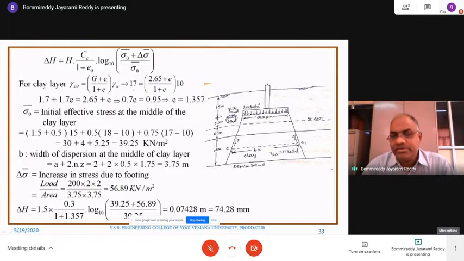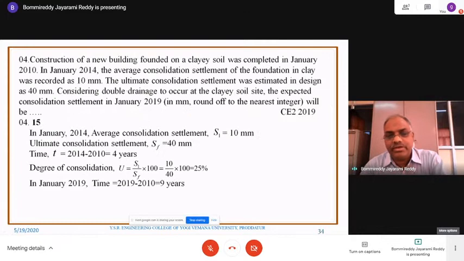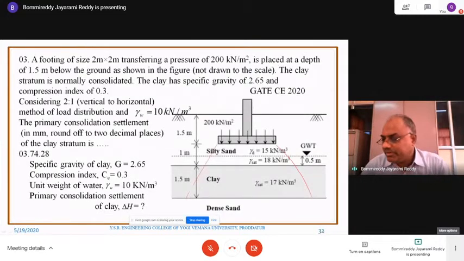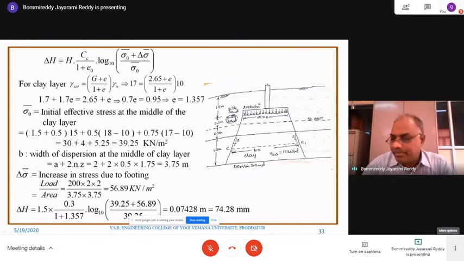In this, gamma saturated is 17 for clay; you can look at the original diagram. At this place, gamma saturated for clay is 17 kilonewton per meter cube, given. From this formula, you can compute the initial void ratio E. In the formula, H, Cc, E naught, all these parameters are known. Now find out sigma naught. Is there any initial stress given in the question? No, it is not given.